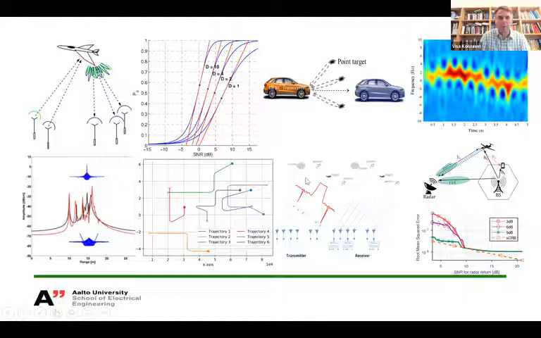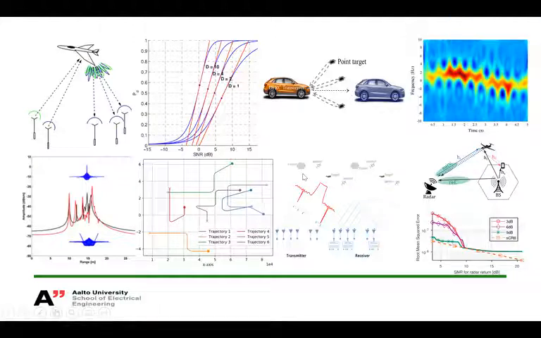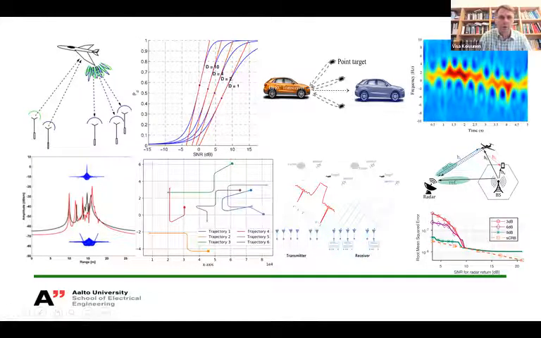So these are very typical radar tasks, and the performance criteria in each task would be slightly different. And when you jointly optimize sensing and communication, that certainly plays a role when designing this system and its objectives.